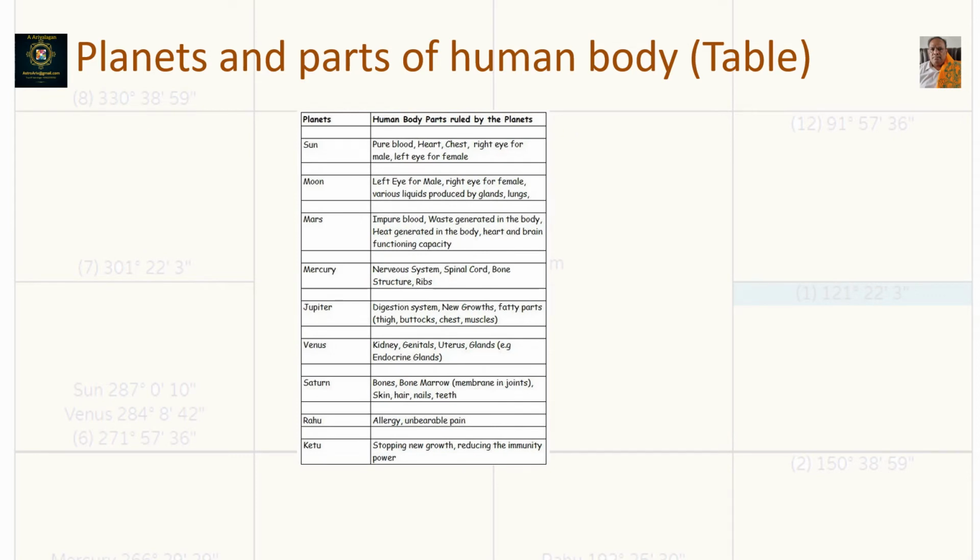Then here, in this table, the same thing is given in the form of a table: the human body parts. Sun refers to pure blood, heart, chest, and the right eye for male and left eye for females. Moon is the left eye for male, right eye for female. Various liquids produced by glands are also controlled by the moon, and the lungs are also controlled by the moon. In the same way, I have written the other planets there.